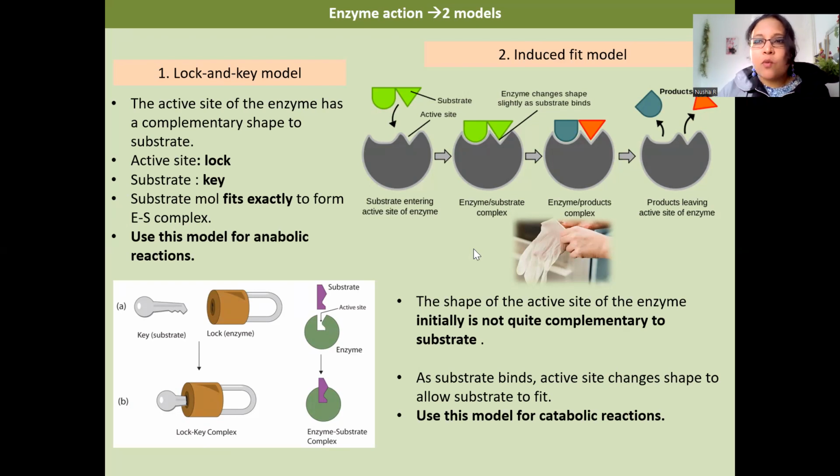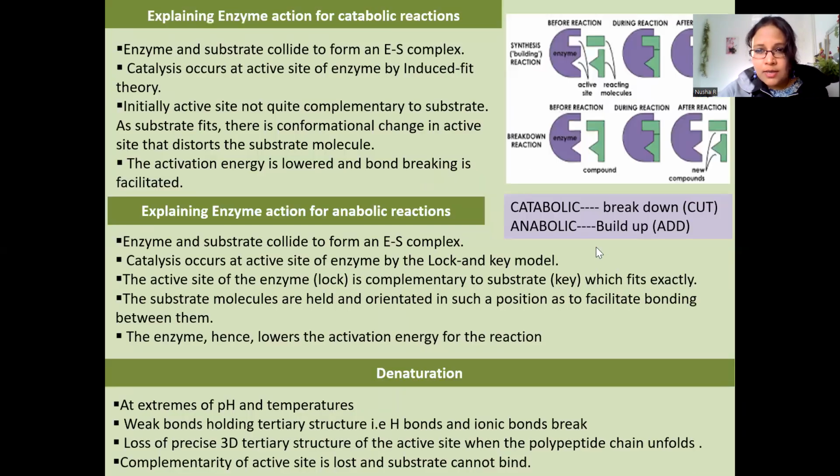So when we're choosing which model to use to explain enzyme action, we have to think of what kind of metabolic reaction it is. Is it an anabolic reaction we're explaining or a catabolic reaction? Actually, the lock and key model is more suited for anabolic reactions, whereas the induced fit model would be more suited for catabolic reactions. So just very briefly, let me explain what anabolic and catabolic is about.